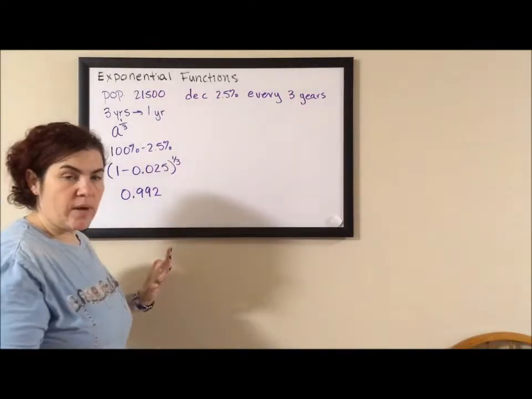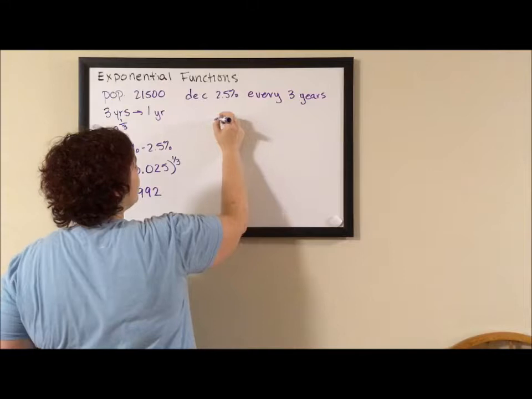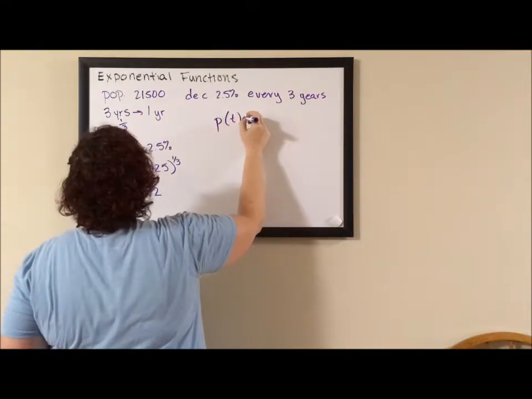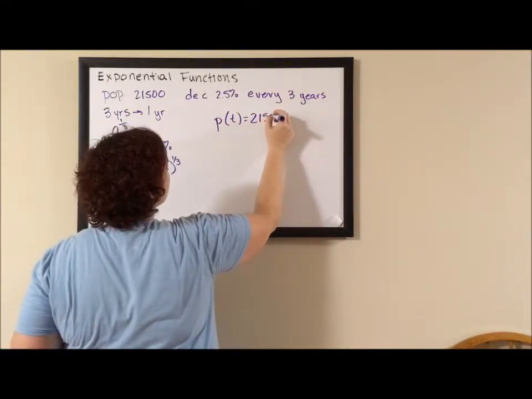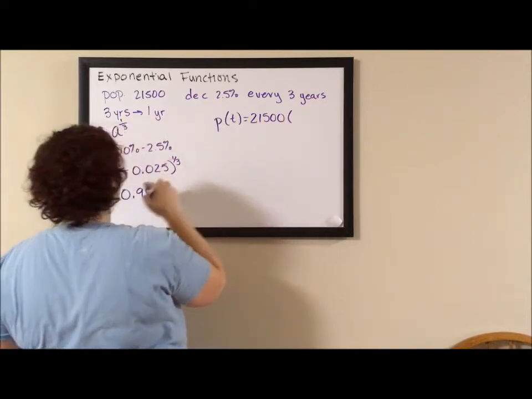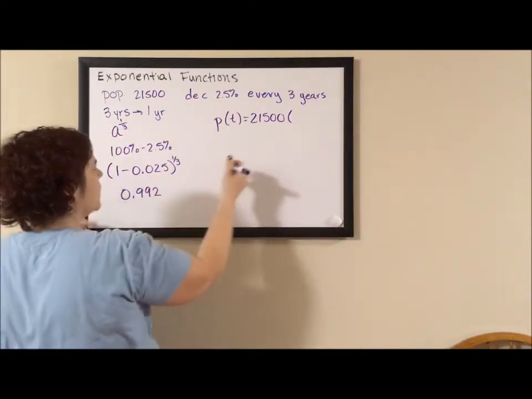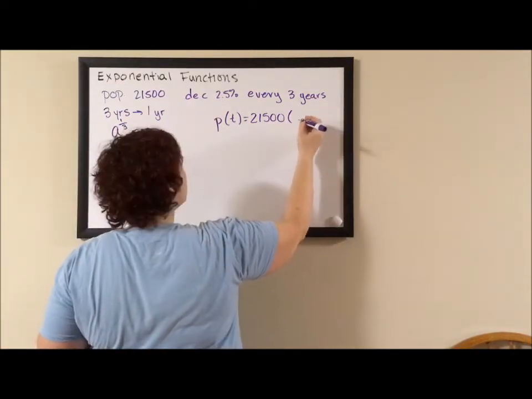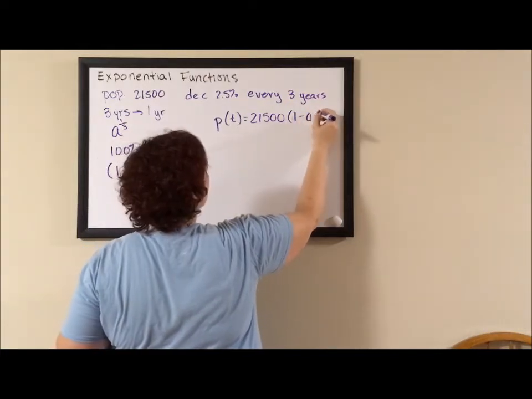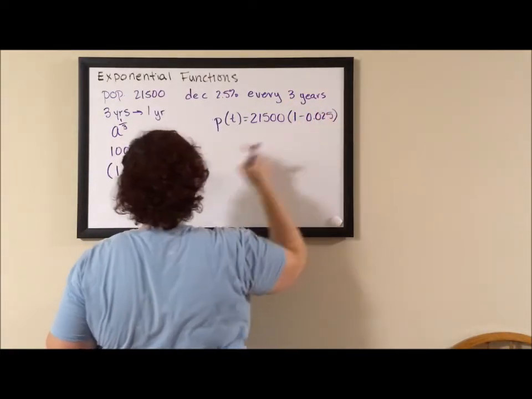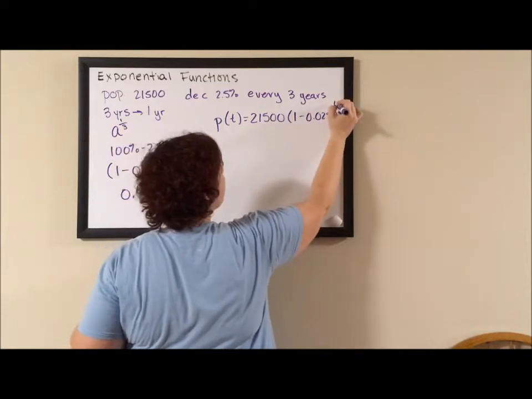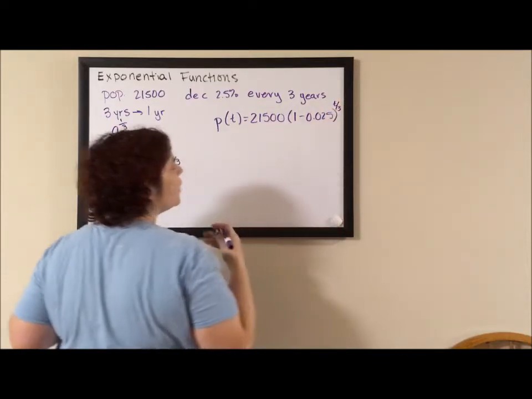There are two ways I could write this. I could say the population of this town over time is 21,500 times, and I'm going to come back up to this original one and say this 1 minus 0.025 to the t over 3. So I could write it that way.